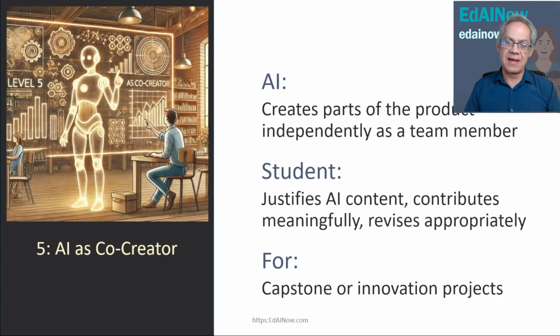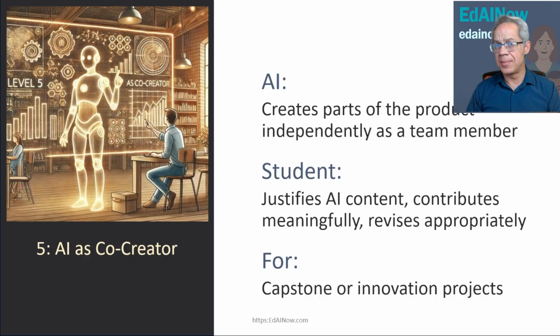Now, finally, we get to level 5. This is the highest use here. So thinking about our boss motif, we don't have a boss and an intern here. What we have are 2 coworkers, with one, the student, being the lead team member, but they are both able to work independently and create meaningfully to the final product. However, the caution is the student is still responsible for the product and making sure it's appropriate and accurate and so forth. But the AI is actually producing parts or content independently with the direction of the student.